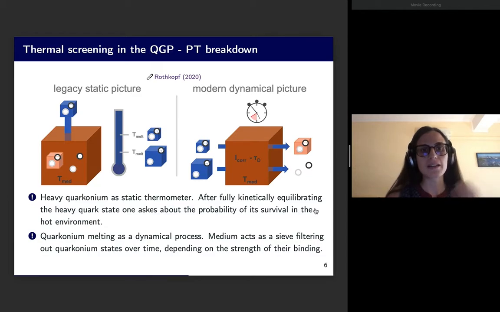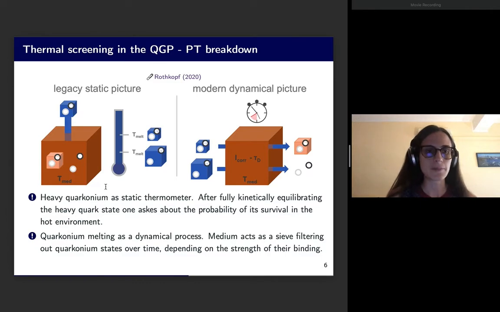To have an even clearer picture in mind about what the two pictures were considering, on the one hand, you have the legacy static picture where the heavy quarkonia really are static thermometers of the quark-gluon plasma, in the sense that after fully kinetically equilibrating the heavy quark states, one can ask about the probability of the survival of a given state in the hot environment. So whether this state survives in the hot environment or melts, and at what temperature it does melt.